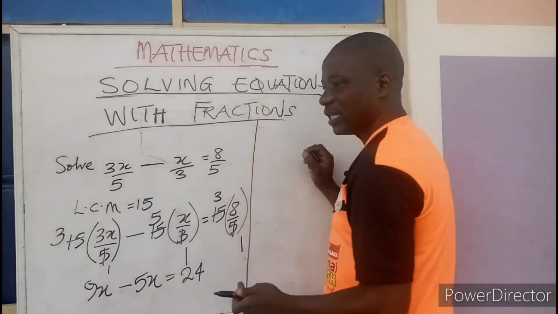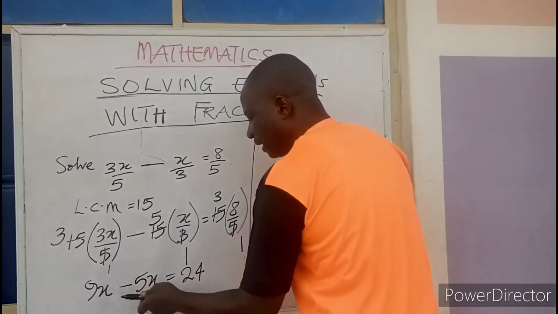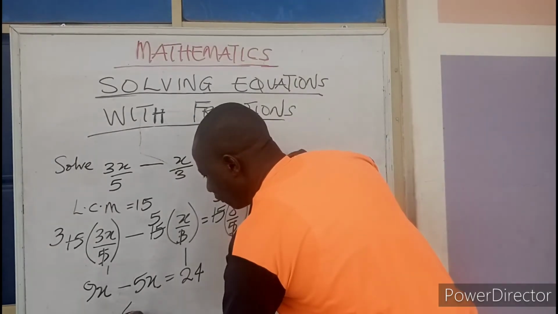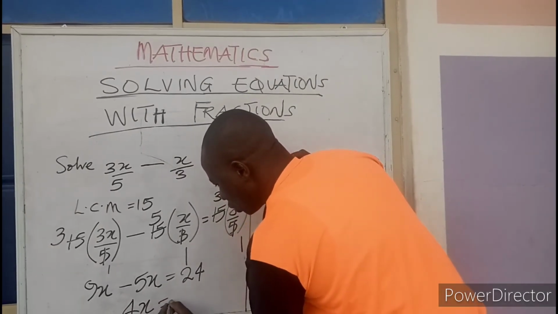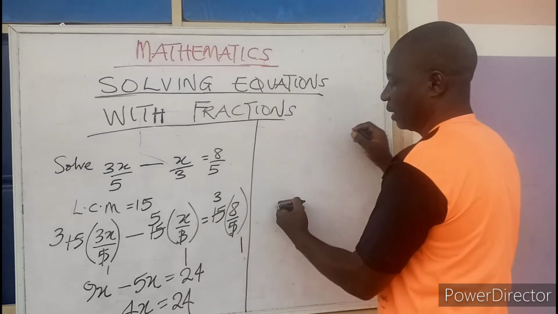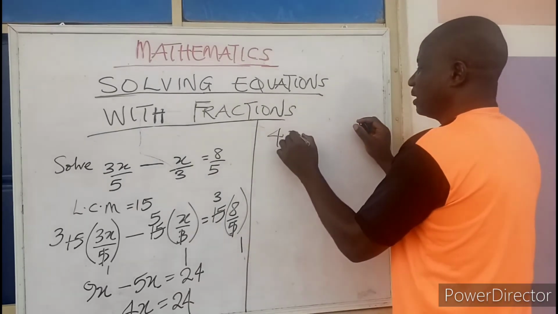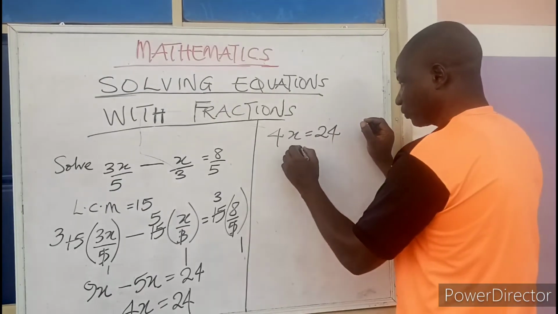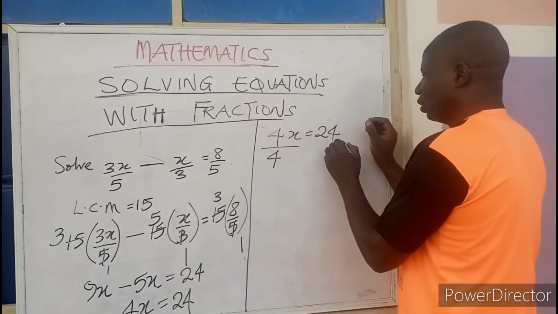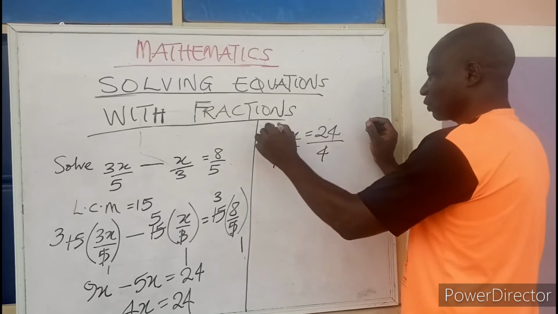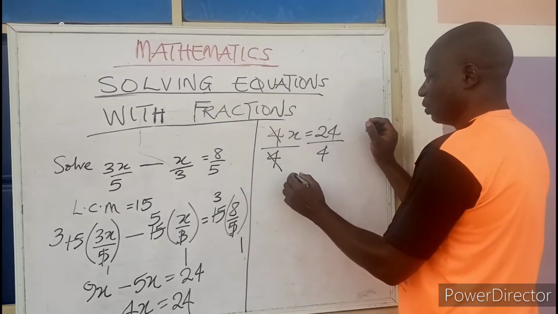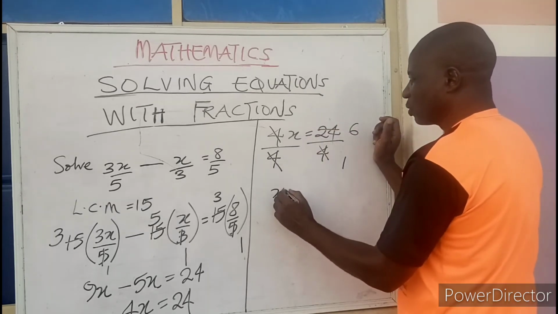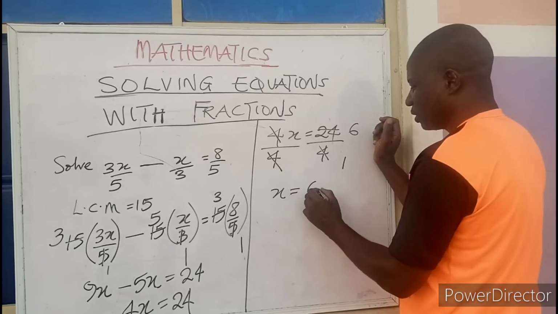This and this, of course, they are like terms because they both contain letter x. So if I take away 5 from 9, I'm having 4x is equal to 24. Now, 4x is equal to 24. What did they say I should find? I should look for x. Divide through by 4. This one too by 4. 4 goes in 4, 1. 4 here, 1. 4 here, 6. This one is going to be x is equal to 6.